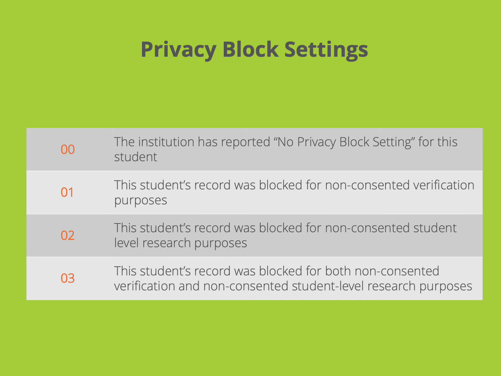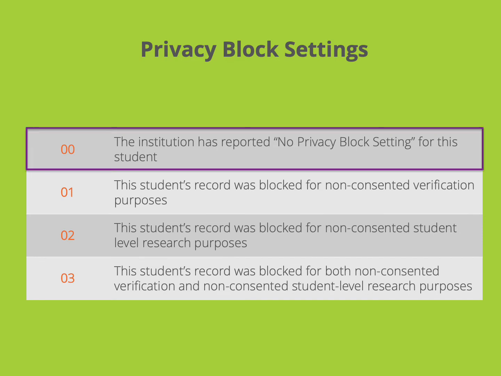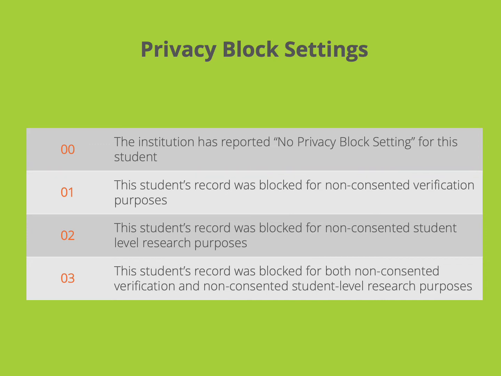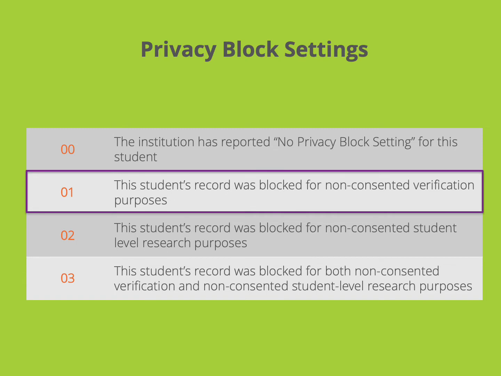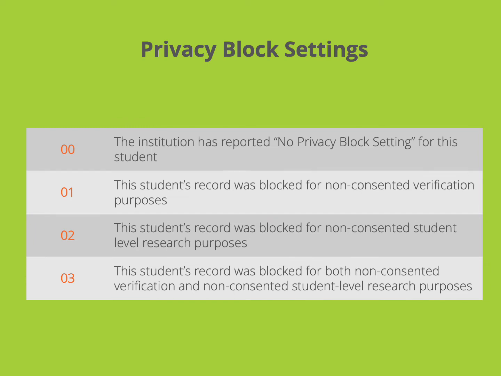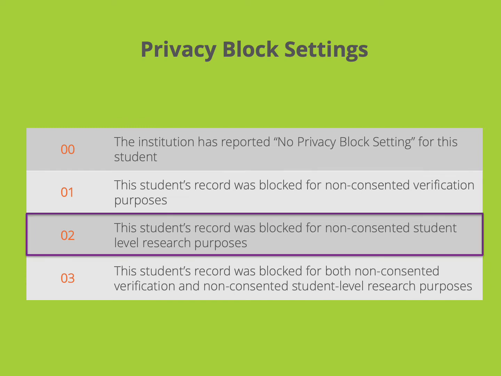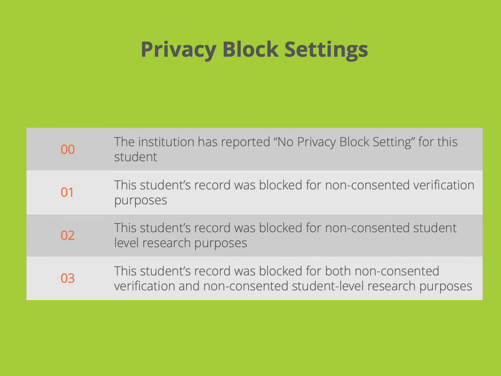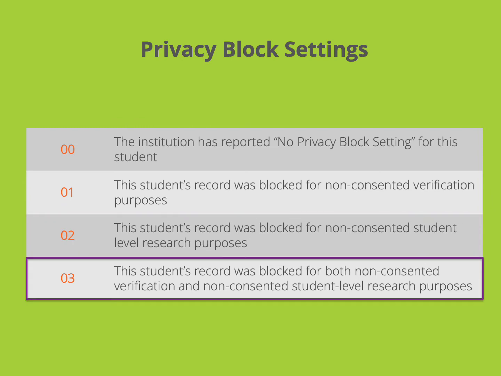The following values are available for the privacy block setting field. 00 is the institution has reported no privacy block setting for this student. 01 is the student's record was blocked for non-consented verification purposes. 02 is the student's record was blocked for non-consented student-level research purposes, and 03 is the student's record was blocked for both non-consented verification and non-consented student-level research purposes.